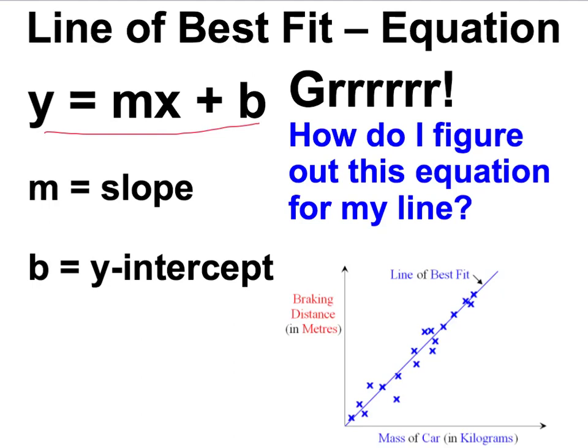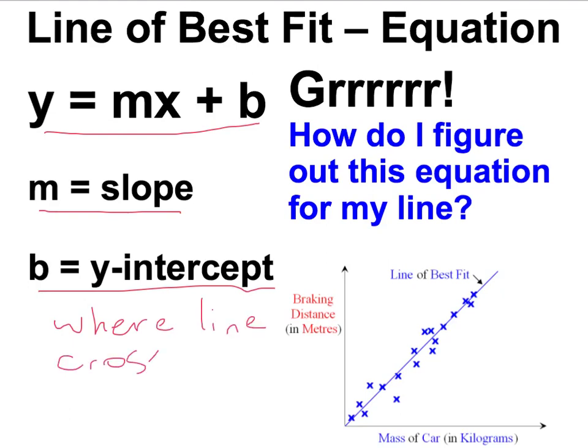Now remember, m is the slope of the line, and b is the y-intercept. The y-intercept is where the line crosses the y-axis. And remember, the y-axis is the one where if you draw a big letter Y, then you can draw the y-axis.